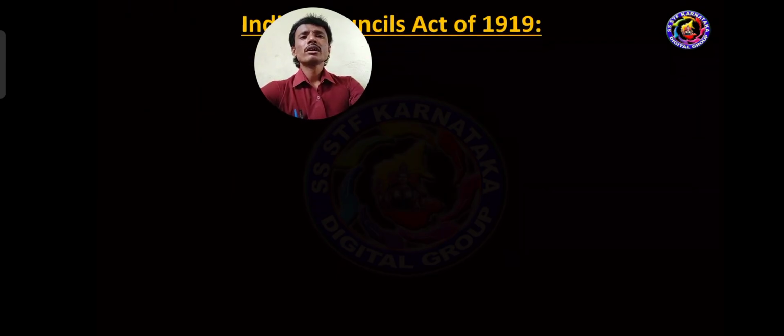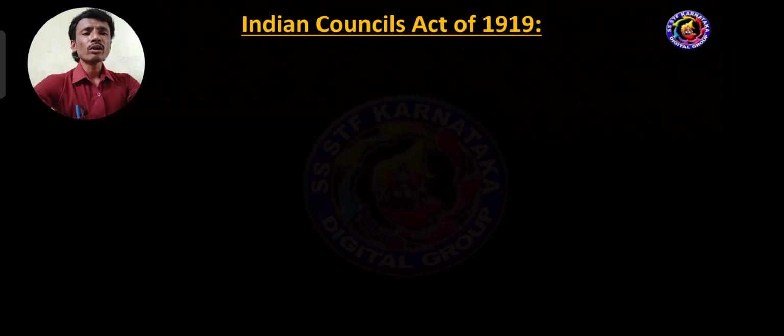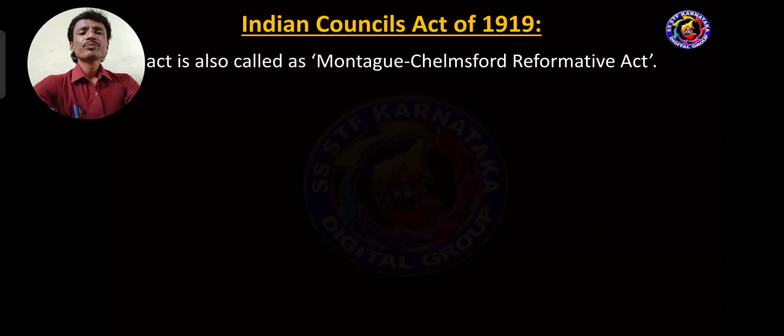Then dear students, after that, the Indian Councils Act of 1919. Before, we learned about 1909. Now we have to learn about the Indian Councils Act of 1919. Here see, this act is also called the Montagu-Chelmsford Reformative Act. I already told you, the Indian Councils Act of 1919 is also known as the Montagu-Chelmsford Reformative Act.